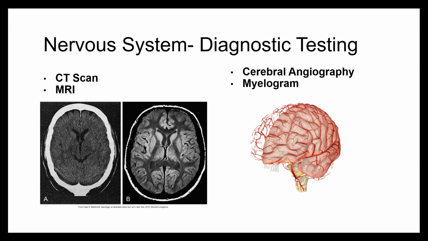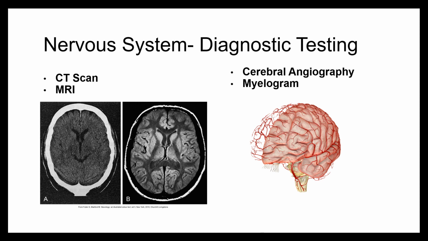The MRI will provide even greater detail than the CAT scan. So that is an important tool as well when it comes to diagnosing problems of the brain. The MRI takes longer to complete. So if we're dealing with a patient with any type of life-threatening neurological emergency, an MRI is not going to be our diagnostic tool of choice.